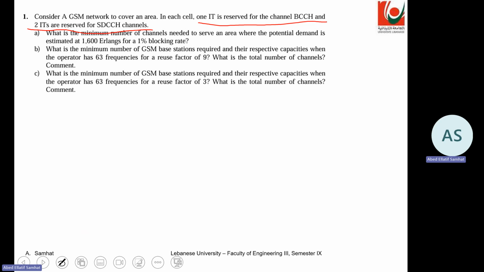So in this case, the first question is, what's the minimum number of channel needed to serve an area where the potential demand is estimated at around 1,000 Erlang for 1% blocking rate. Here in this case, in A, they don't give a reuse factor, so it's a kind of theoretical case where we want to see, if we have only, let's say, one area, what's the number of required channel. So typically it's a very simple case because here we have A equal to 1,000 Erlang, and the blocking probability is equal to 10 to power minus 2.